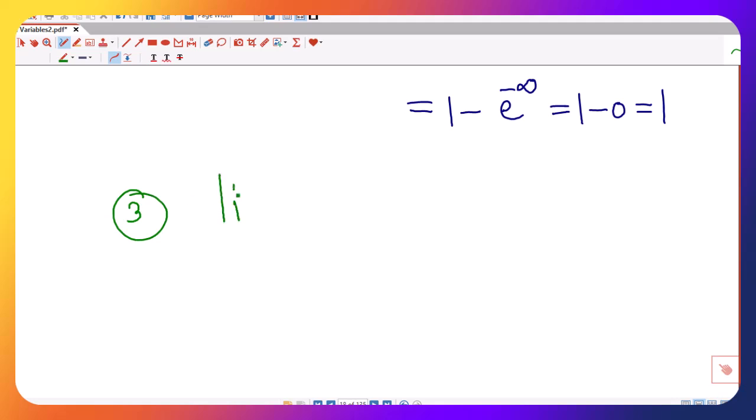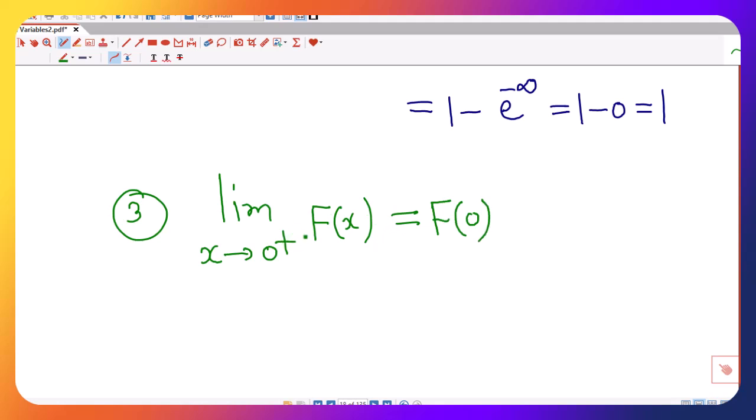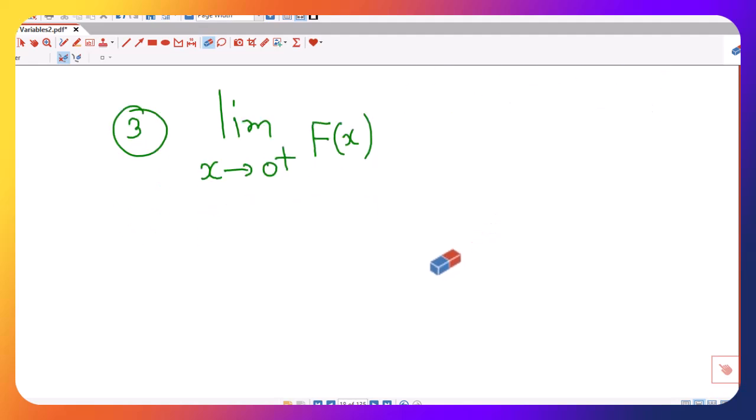So what we have to prove is that if we approach 0 from its right hand side, then the limit of f(x) as x approaches from the right hand side must be equal to the value of f(x) at x equal to 0. If this condition is satisfied, then f(x) is right continuous at x equal to 0. So first we find out this limit.